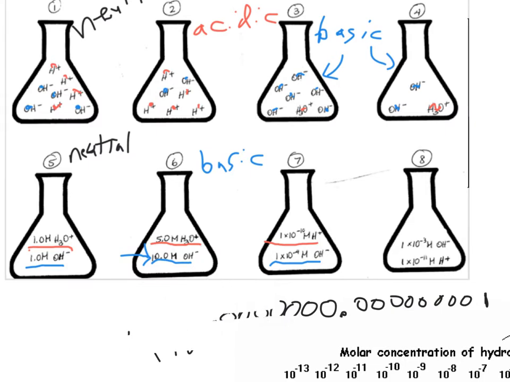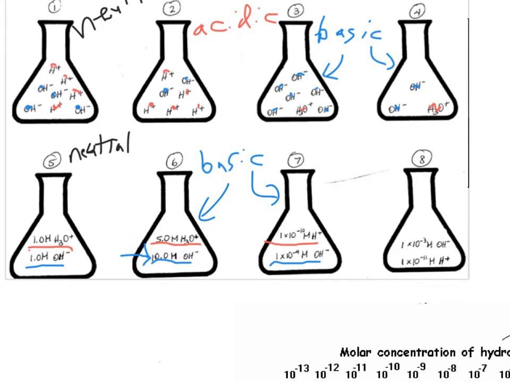That means that because my base is a larger number than my acid, the concentration is higher. That means I am also basic in this flask.